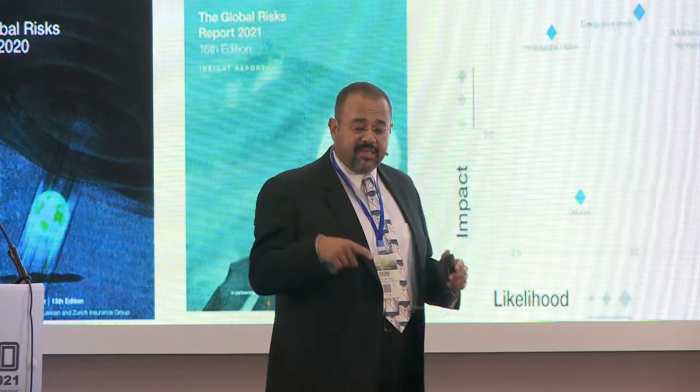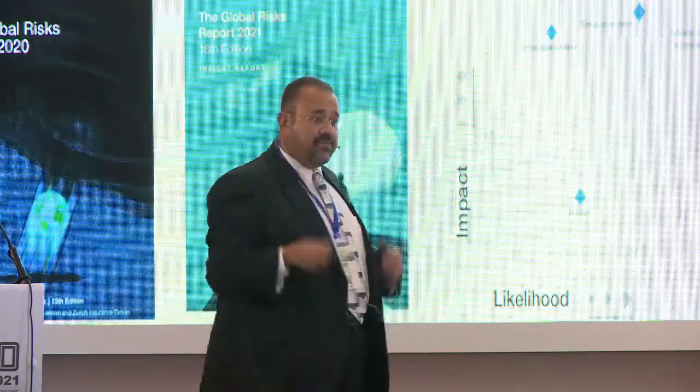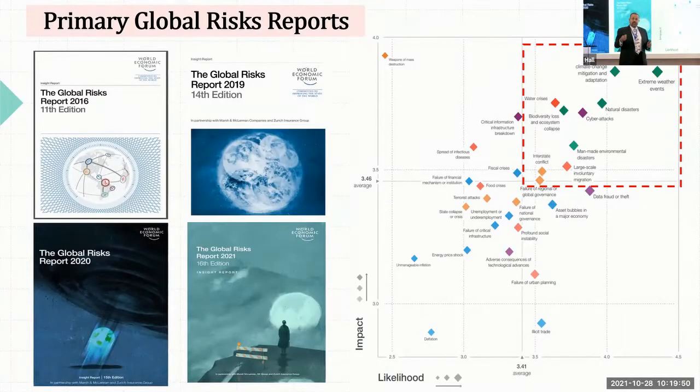And you'd see the two axes. The vertical axis represents the impact: what are the most important global risks which are going to be facing humanity, and what would be their impact. We also see the likelihood on the horizontal axis, which shows you the possibility of their occurrence, whether they are going to occur or not.